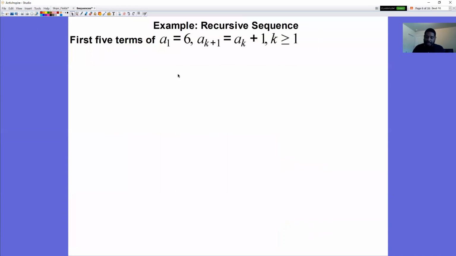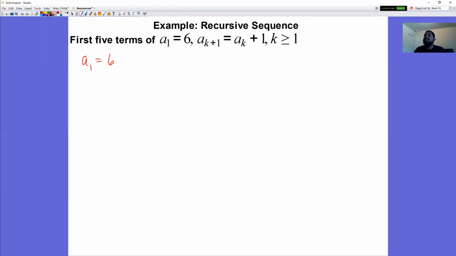So we're going to do an example of a recursive sequence. They want us to find the first 5 terms of this sequence. And they tell us that the first term of the sequence already is 6. And the formula for the recursion is a_(k+1) equals a_k plus 1 for k greater than or equal to 1. So here, our first term is already 6. So the first of 5 terms is 6.